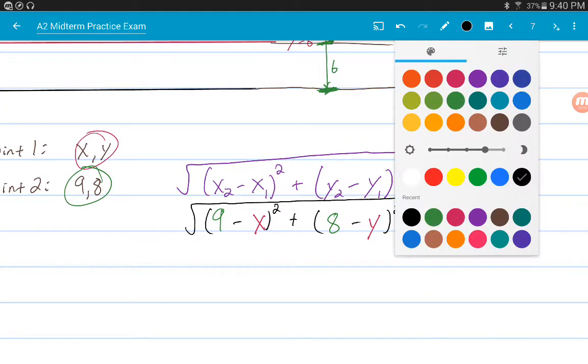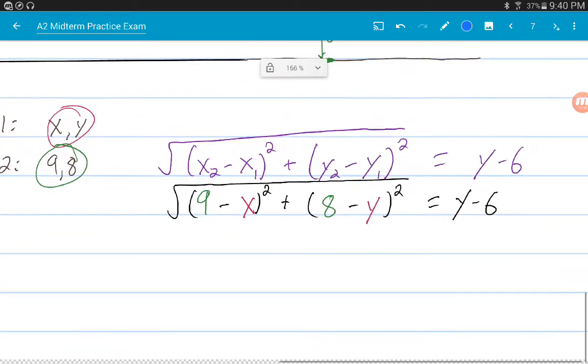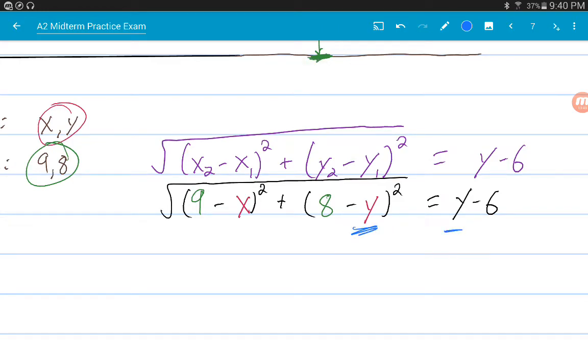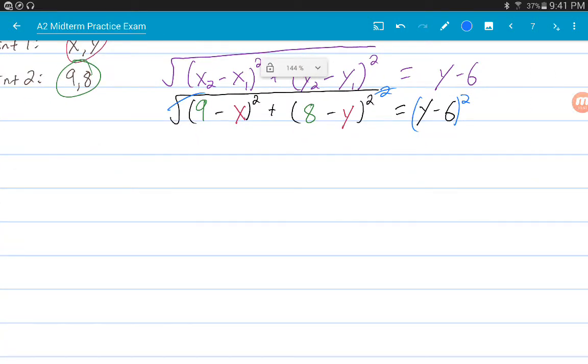What I need to do now is solve for y equals, because they want the equation, and equations say y equals. I got a y here, and I got a y here. I'm going to need to unpack this. So I'll square both sides. The square root cancels out with the big square. What I get left with is 9 minus x squared plus 8 minus y squared is equal to y minus 6 squared.